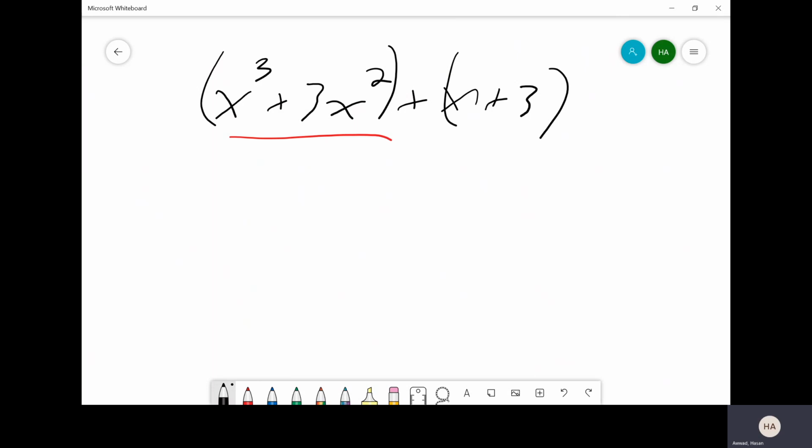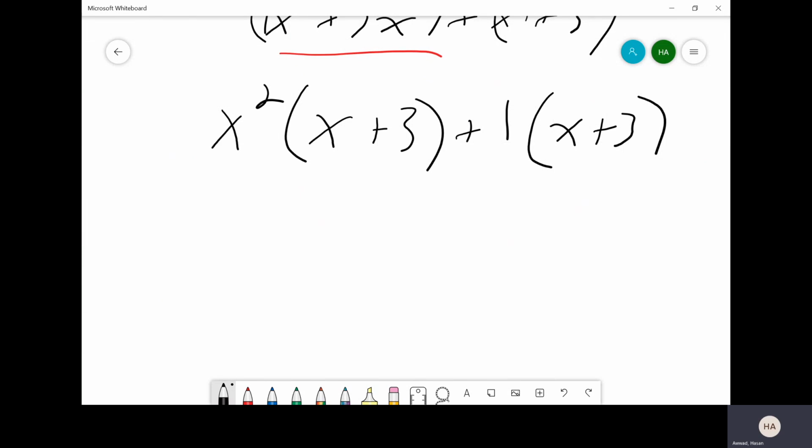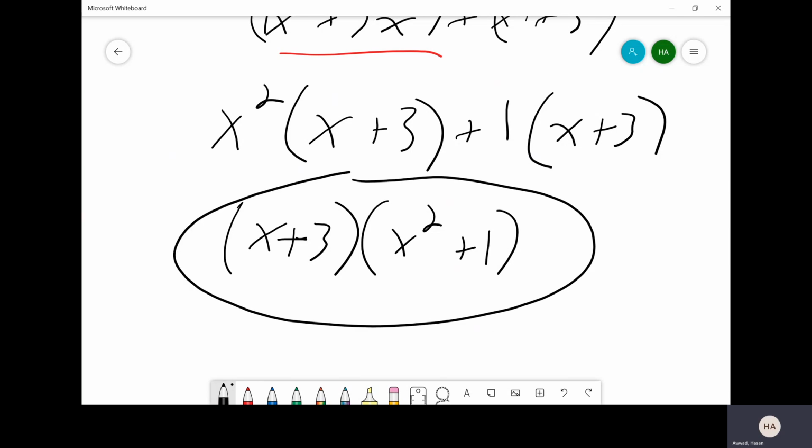Well, we can't take out any coefficient, because the coefficient here is just 1. So we can't take out anything in terms of 3. But we can take out x squared, right? So if I pull out an x squared here, I'm left with x plus 3. And then you say to yourself, oh, I already had x plus 3 here, right? And what's my leading coefficient? It's the plus 1. So now I'm going to pull x plus 3 out from both terms, and all I'm left with is x squared plus 1. And that's it. This is your final answer. You have x plus 3 times x squared plus 1.